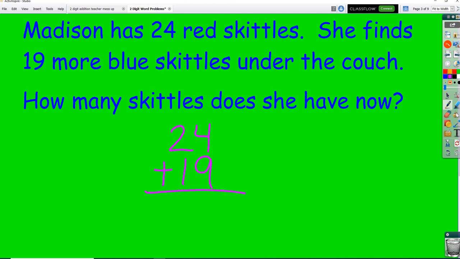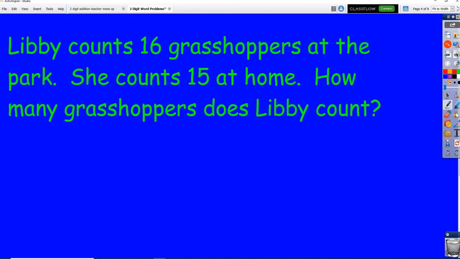So if I stack those up like we've been practicing, I know to do the ones side first, and I know that 9 plus 4 would be 13, and I have to regroup. Remember, regroups when you put the 1 up here. And then if I add all the 10s now, I should come up with 4. So my answer is 43 Skittles. That wasn't so bad, was it? No, you guys know about adding and you know about reading, so this shouldn't be too bad.